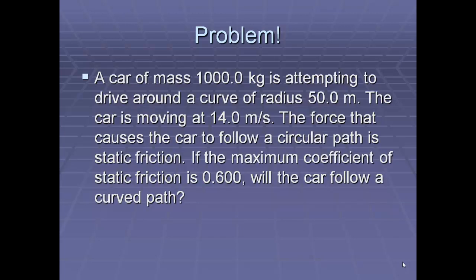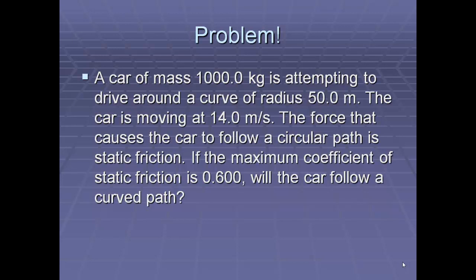So, let's look at a situation where we have to calculate a force that causes centripetal motion. We have a 1,000-kilogram car driving around a curve that has a radius of 50 meters. The car has a velocity of 14 meters per second. So let's think about the type of velocity we have there. That's a tangential velocity. That's not an angular velocity or speed, because those measure the angle that we go through.